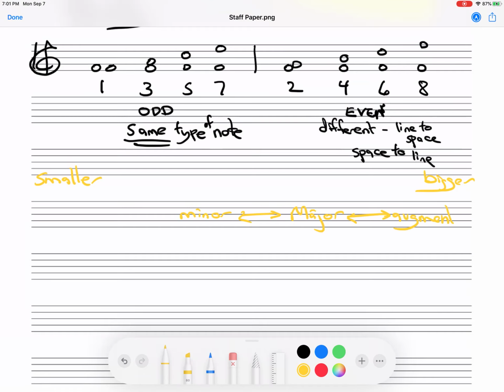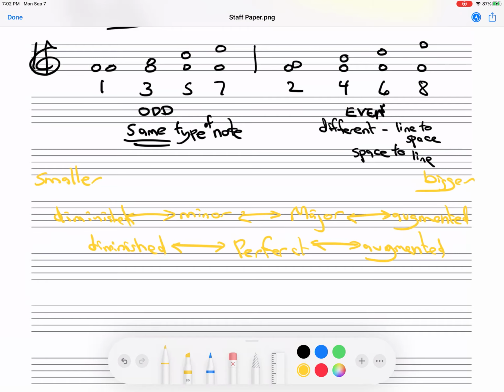On the left side, a minor interval, when you make it smaller, becomes diminished. A perfect interval becomes augmented when it gets bigger, and it becomes diminished when you make it a half step smaller.